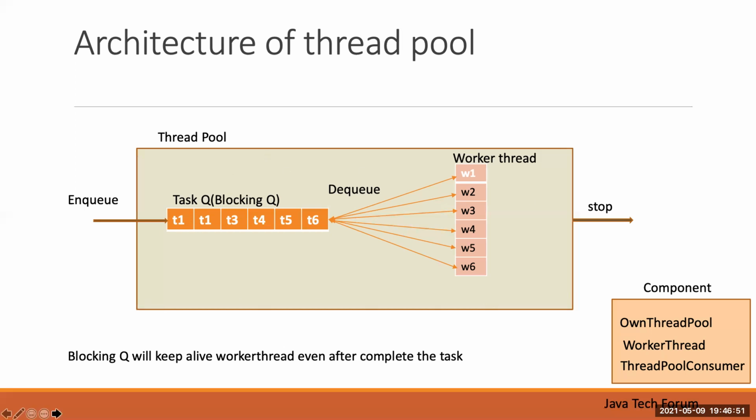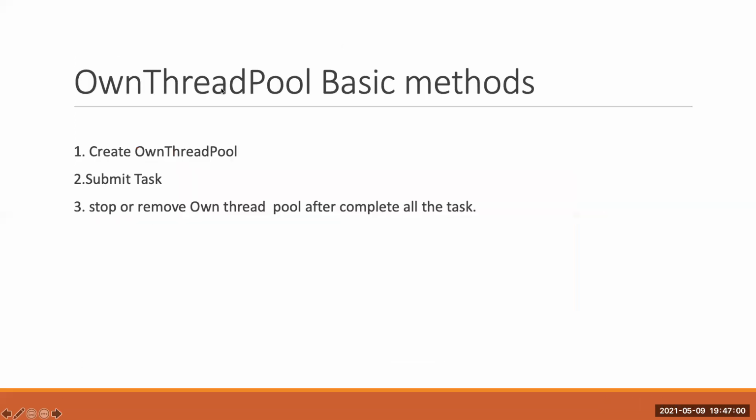So I'm considering these three functionalities, and I'm trying to create the thread pool. So my thread pool object should support the basic functionality. One is create thread pool. It should allow creating the thread pool, then it should accept the task, and it should allow me to stop or remove the thread pool. These are the basic things.